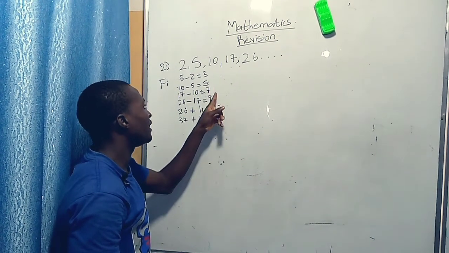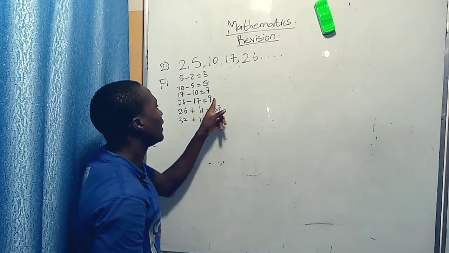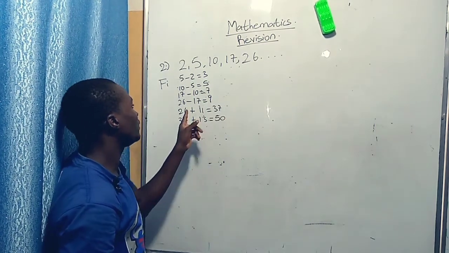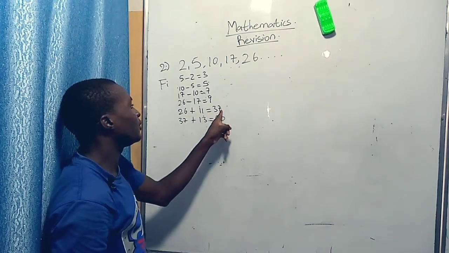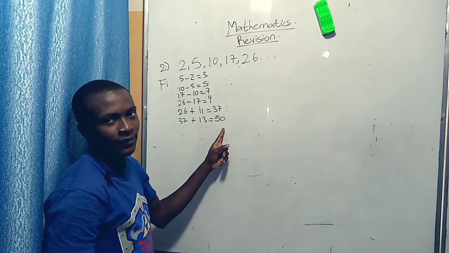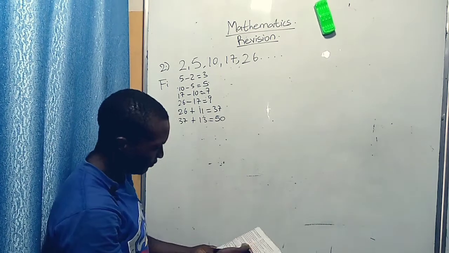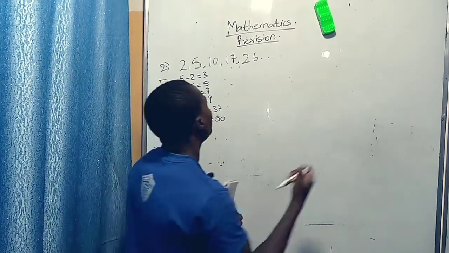The difference is increasing by 2. So I have to add the common difference itself to the individual numbers we have. And this is our fifth term. So the sixth term becomes 37, and then the seventh term becomes 50. Very simple. Okay, let's move on to the next question.